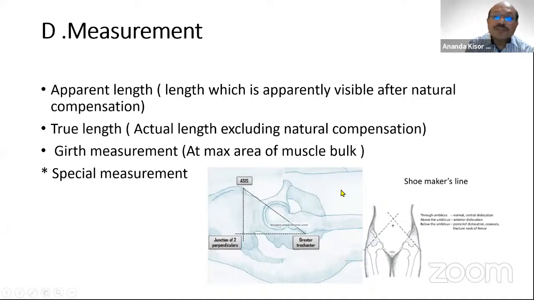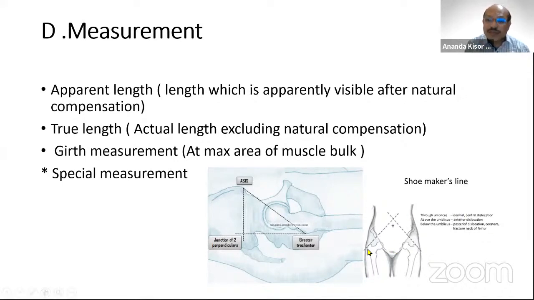And what is the importance of the Nilsson line? Suppose there is a bilateral disease like bilateral avascular necrosis of the hip. In that case, this is the most important line by which we can easily compare and find the most affected hip. We can also easily balance the length of the lower limb after the correction, after the operation.